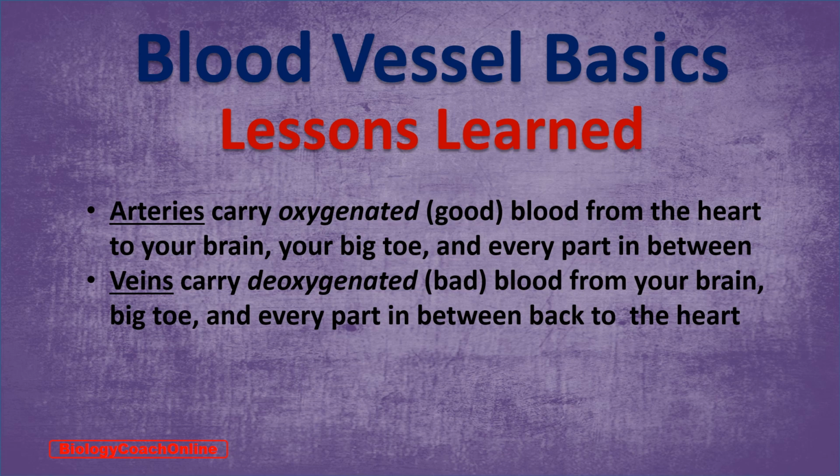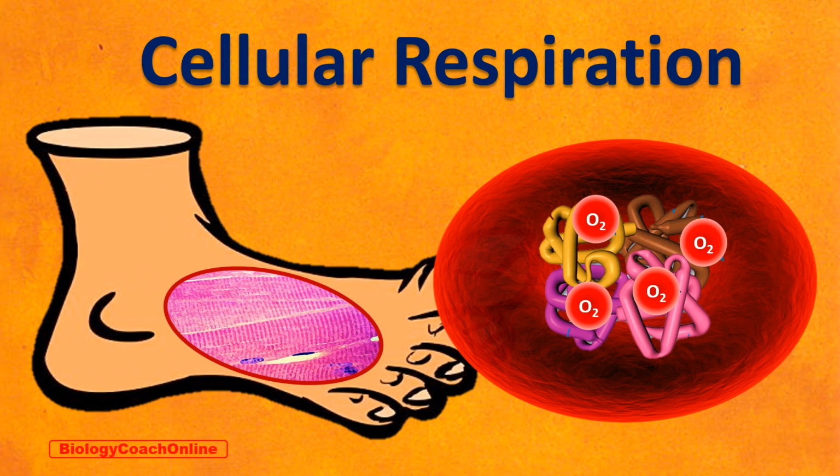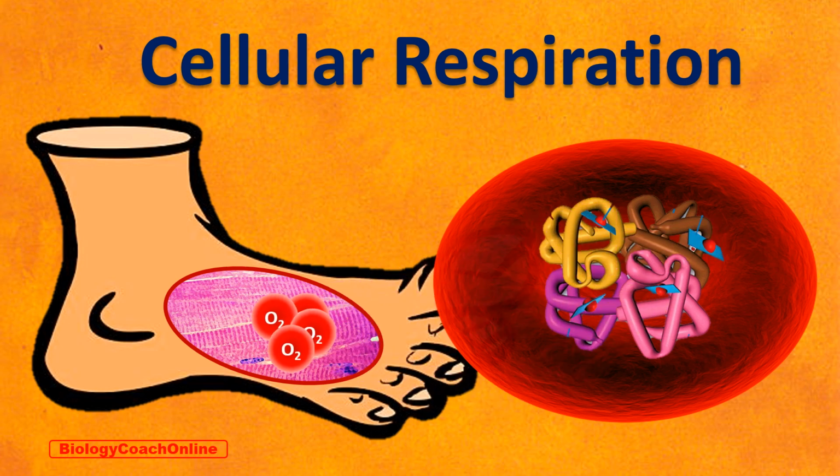Lesson number 3 is a new one for this lecture, and that is capillaries are the bridges that connect arteries to veins. We'll take a closer look at that connection now. So recall from last time that oxygenated blood flows from your heart to your big toe by way of an artery. Now once there, the oxygen molecules dissociate from hemoglobin and diffuse out of the erythrocyte.